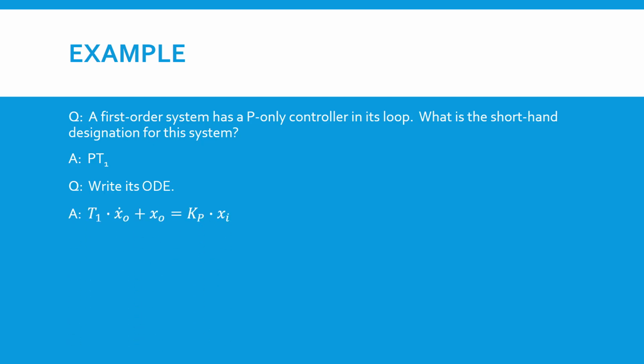so from that simple little shorthand version, we can write the ODE. First order on the left-hand side, and on the right-hand side, we only have the P part of the controller. We don't have the D part of the controller or the I part of the controller.